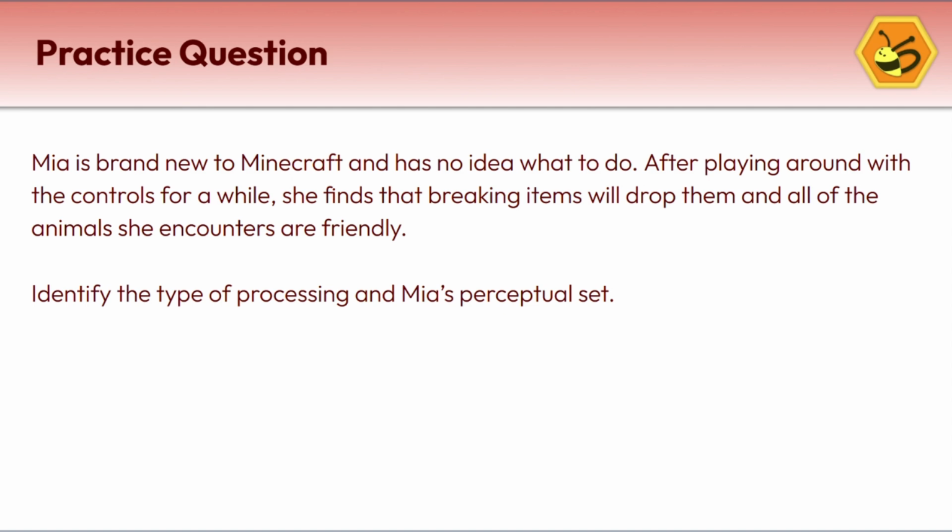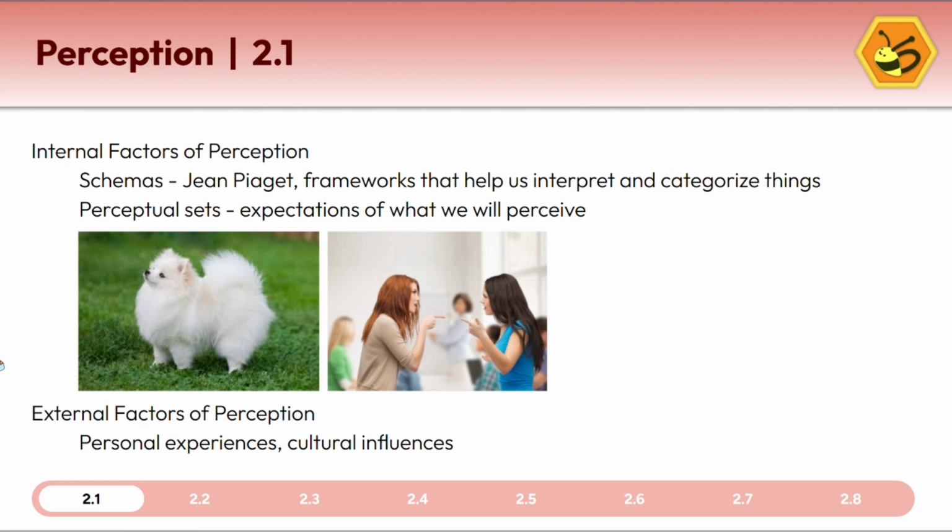Perceptual sets are basically our expectations of what we will perceive. So if we expect to see something, we might begin to interpret what we see as that thing because we want it to match our expectation. My example was if someone tells you someone you're going to encounter is rude. Let's say your friend tells you that your coworker is really rude. When you're talking to that coworker, you might begin to perceive what they're saying as rude even if they really aren't being rude.